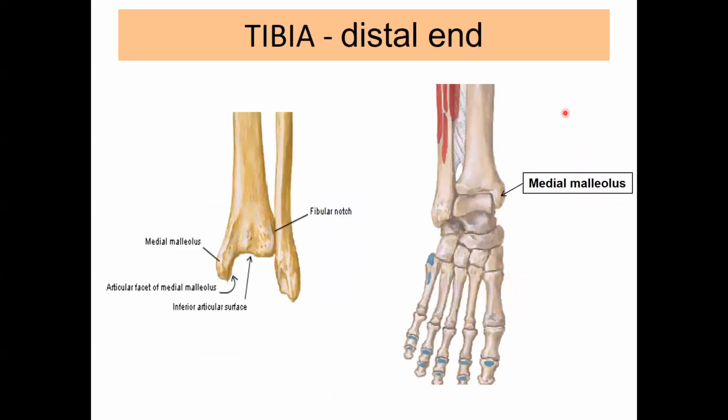At the distal end of the tibia, you can identify the medial malleolus. This is the medial malleolus, and here is the articular face of the medial malleolus that will articulate with the talus here. This one is the inferior articular surface that articulates with the talus of the foot. At the lateral side of the distal end there is the fibular notch, which articulates with the distal end of the fibula. This is the anterior view of the medial malleolus, and here there is the fibular notch.